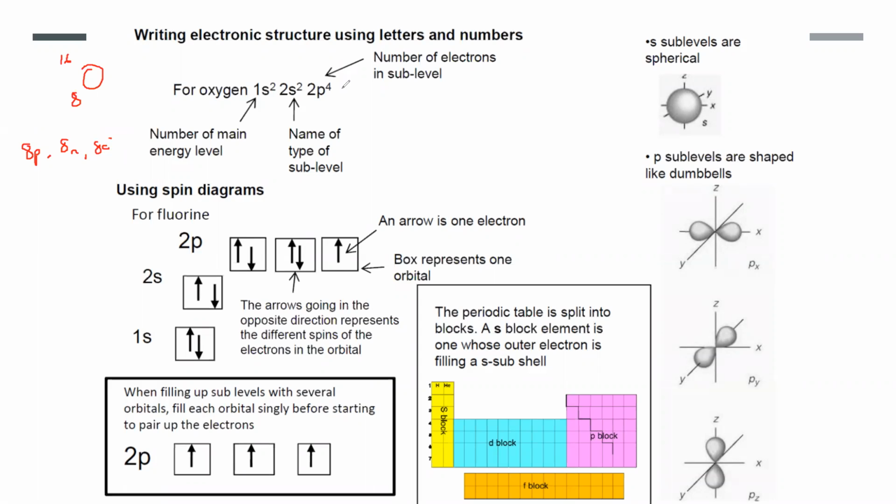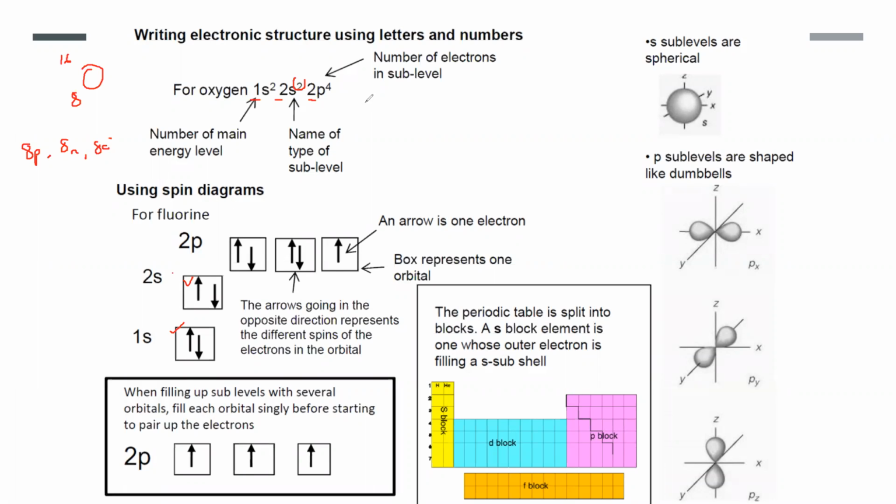1s2, 2s2, 2p4. So this number represents the shell number: 1 means the first shell, 2 is the second shell. And s and p are the names of a sublevel, and how many electrons are there in each sublevel is represented by a number as a power. And using a spin diagram or electron in a box model, we have 1s which has 2 electrons, then we have 2s which also has 2, then 2p.